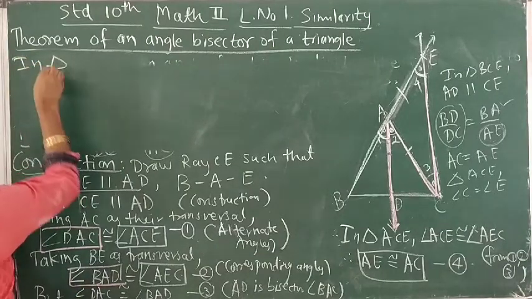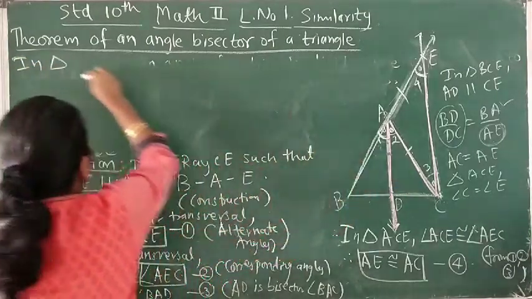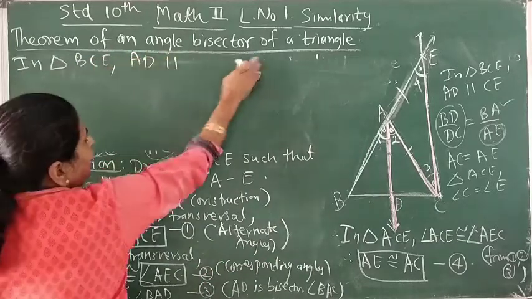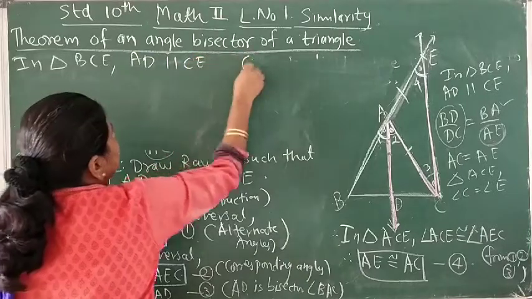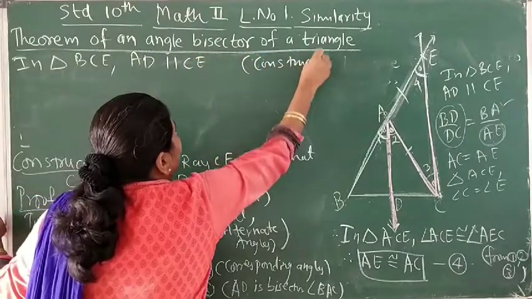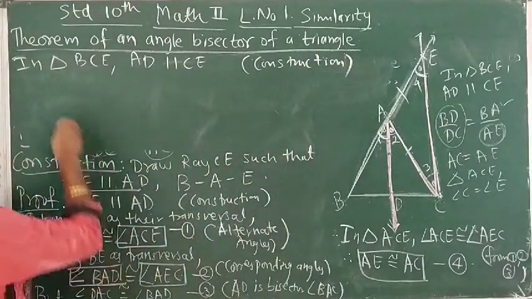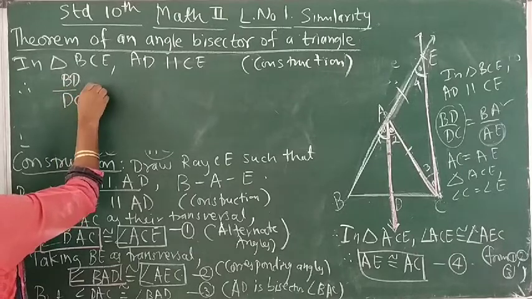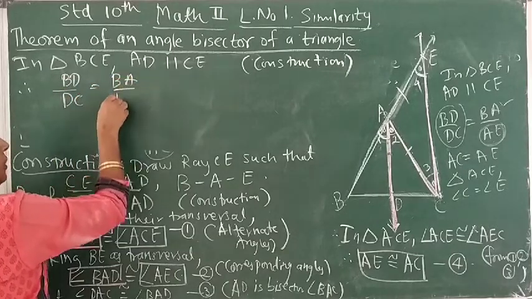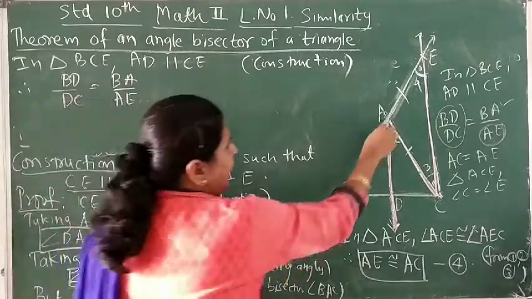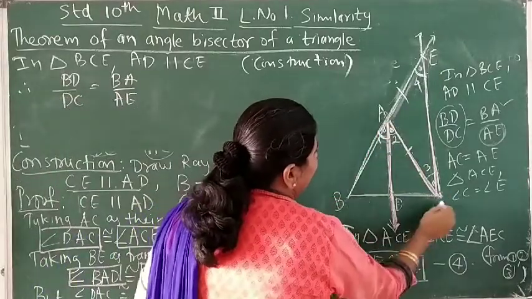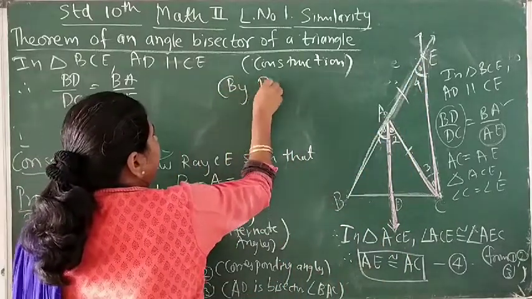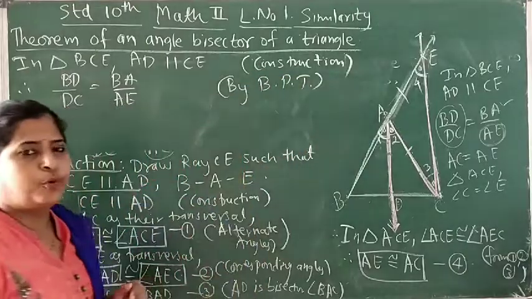Now in triangle BEC or BCE alphabetically, this AD is parallel to CE. This is our construction. Now here we will use our basic proportionality theorem. Therefore, now BD upon DC is equal to BA upon AE. So this is the parallel over here. So BD upon DC is equal to BA upon AE by BPT, that is basic proportionality theorem.